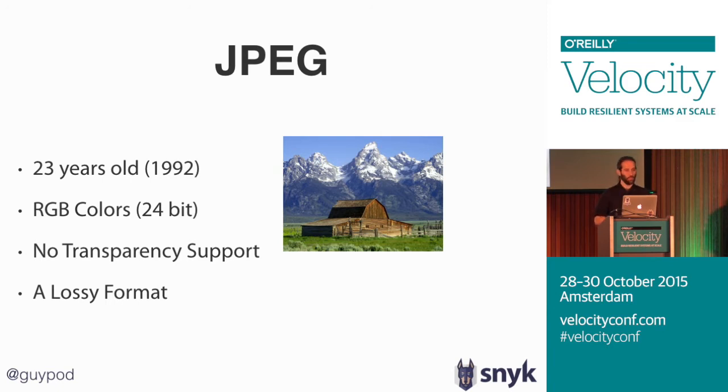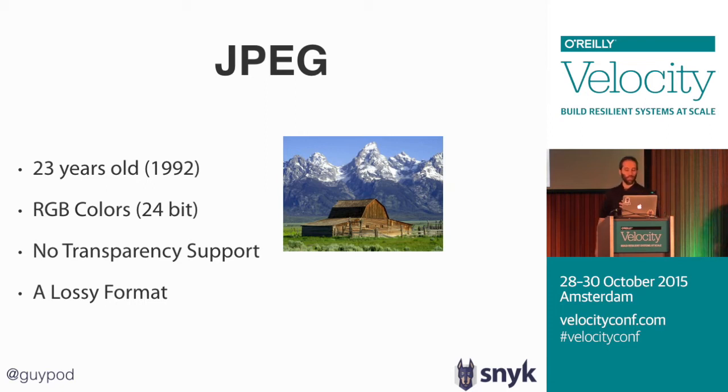And then the third and probably most important image format on the web today is JPEG. JPEG was created somewhere between GIF and PNG. It's about 23 years old. It supports rich palettes, 24-bit colors. And it has no transparency support. That's still one of its primary shortcomings when you talk about whether you want to deliver an image as a JPEG or a PNG. So that's just a limitation of the format.